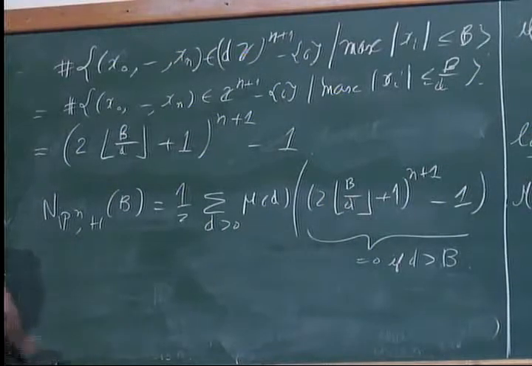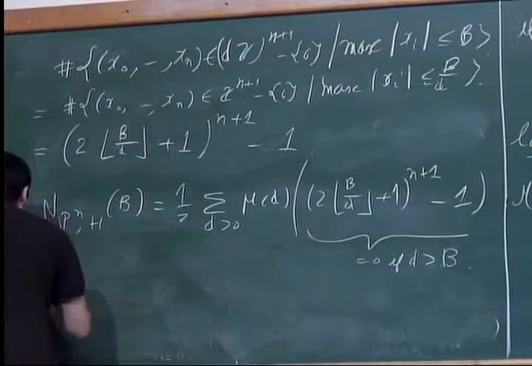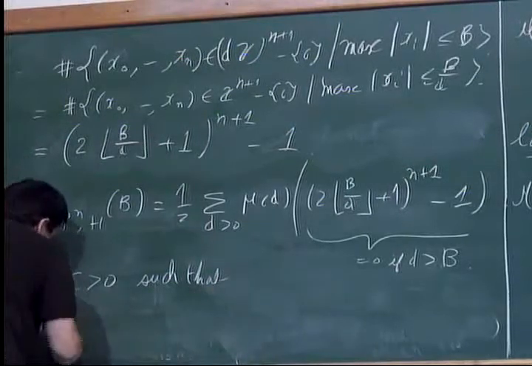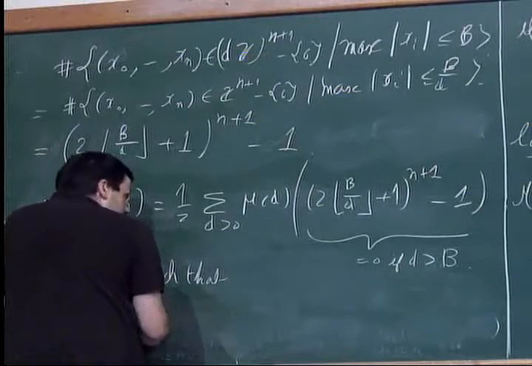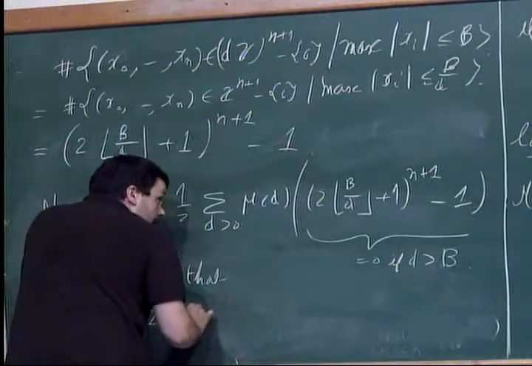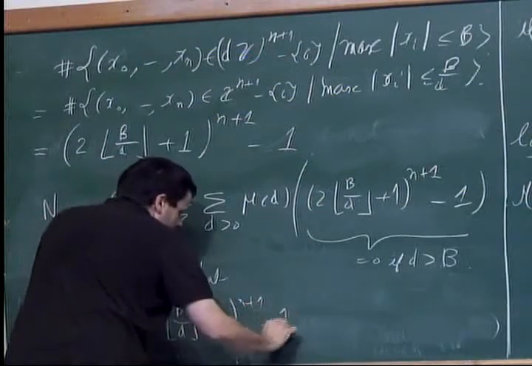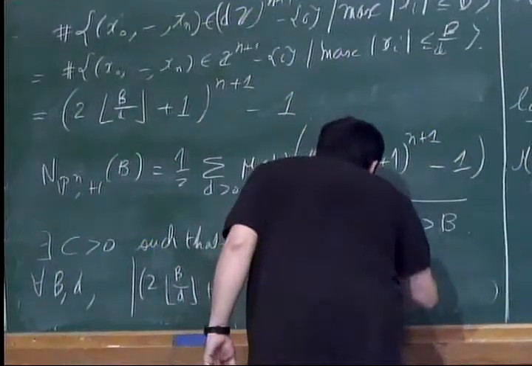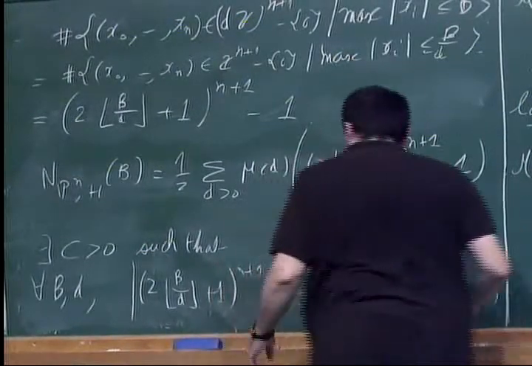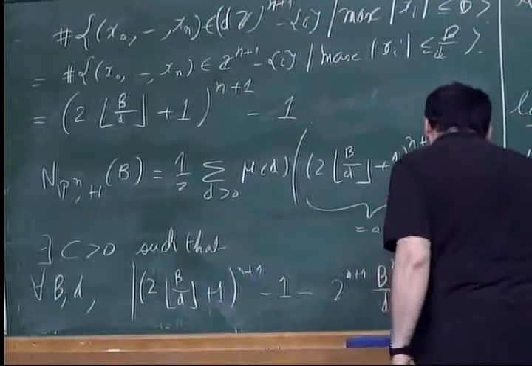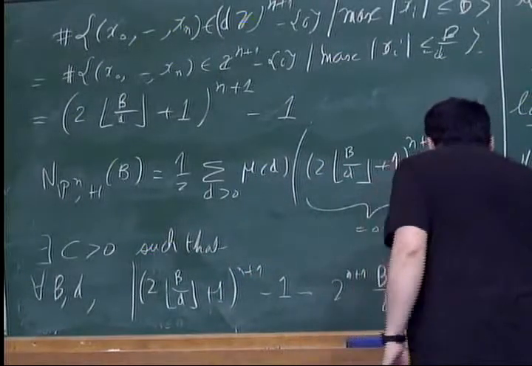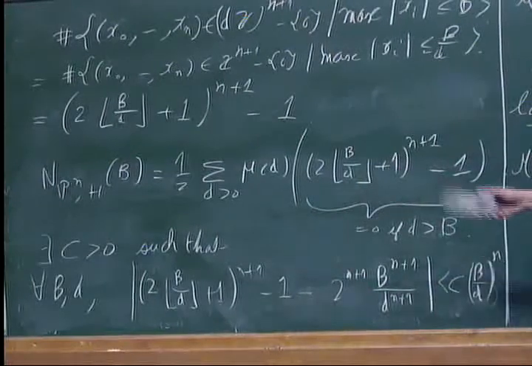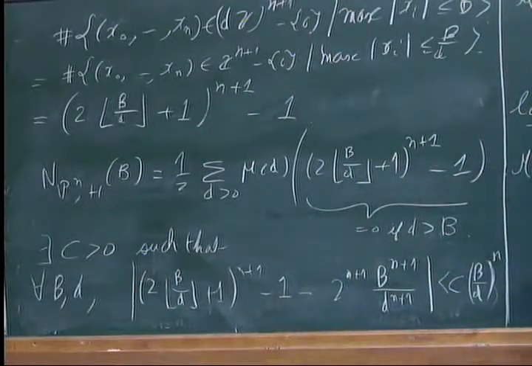Okay, so now, noting that, we realize that there is some constant c strictly positive, such that for any B and d, we have that (2[B/d]+1)^(n+1) minus 1 minus 2^(n+1) B^(n+1) over d^(n+1) is less than c (B/d)^n. So in fact I could write it with a B prime, maybe it would have been clearer. Anyway.